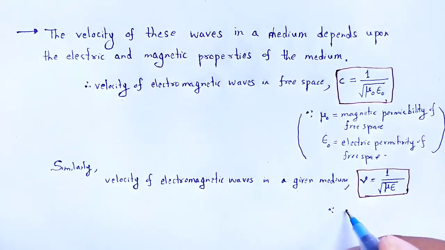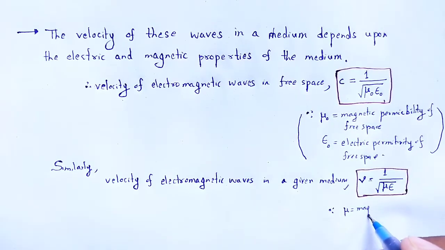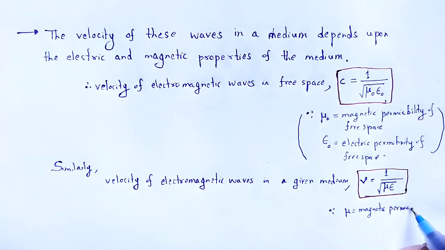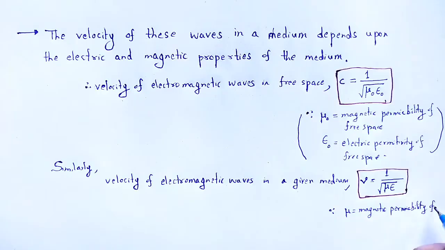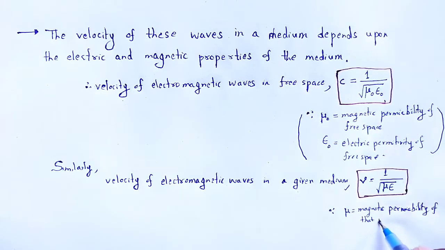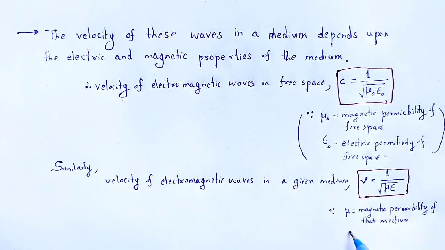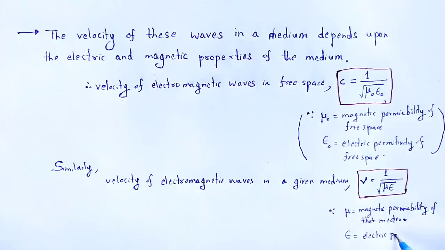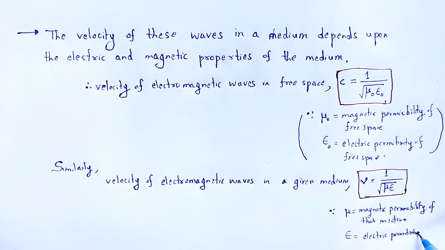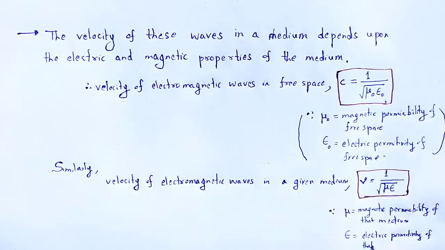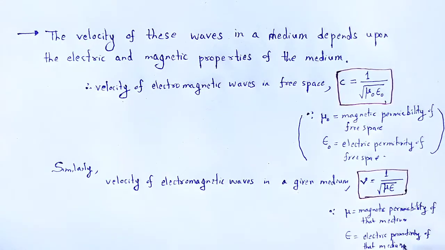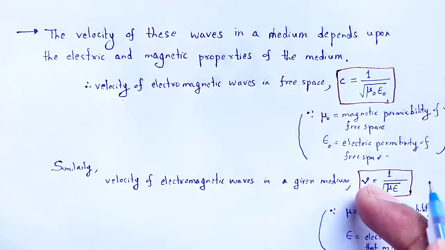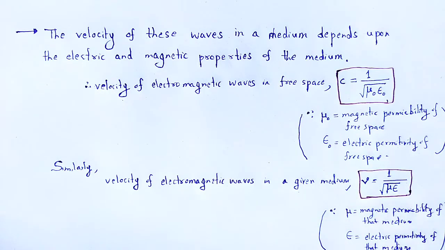Here mu is the magnetic permeability of that medium, epsilon the electric permittivity of that medium, the medium through which the electromagnetic wave propagates. That will be the expression for the velocity of electromagnetic waves.